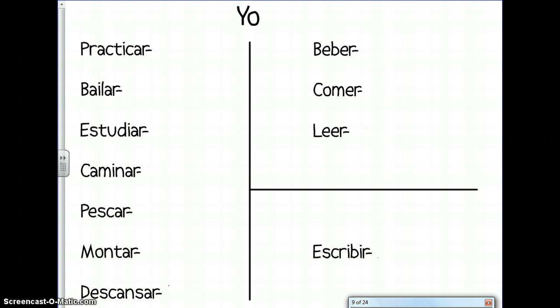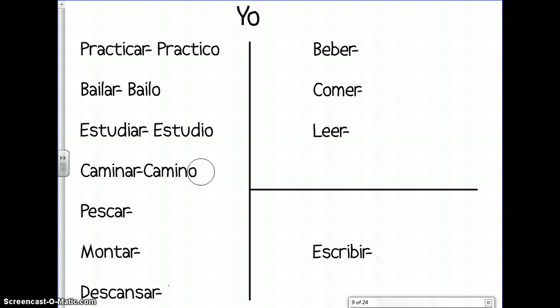As a quick review of verb conjugation, again, verb conjugation is just a fancy way of saying changing the ending of the verb to match who we're talking about, so the subject of the sentence. So the word practicar means to practice, but if I wanted to match my subject, yo, in this case, I would have to change the ending. So practicar would change to practico, bailar to bailo, estudiar to estudio, caminar to camino, pescar, pesco, montar changes to monto, descansar changes to descanso.